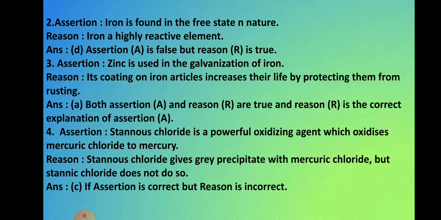Next, they have given stannous chloride is a powerful oxidizing agent. Okay, tin chloride is a powerful oxidizing agent. Then what will it be used for? So mercury chloride to mercury, here it oxidizes. So it is correct. Here stannous chloride gives grey precipitate with mercury chloride, but stannic chloride does not. So they have given one statement, but it is not correct, and it is not a relevant answer also. So option C is correct. Assumption is correct, but reason is incorrect. That is wrong.